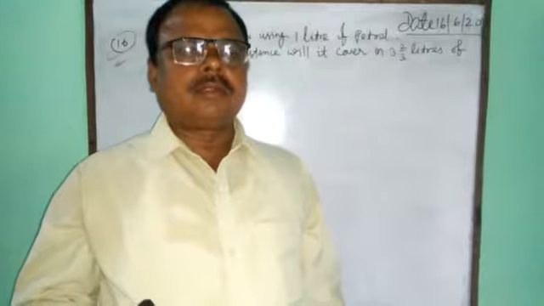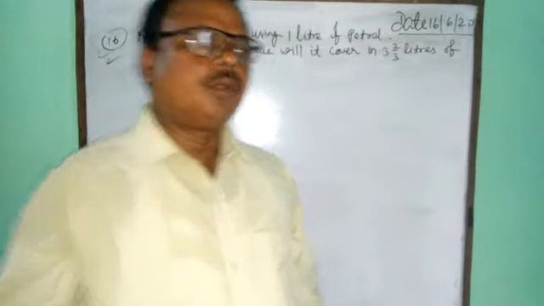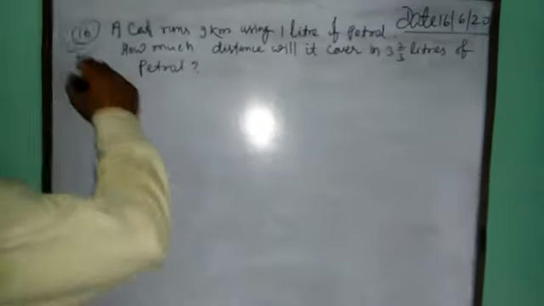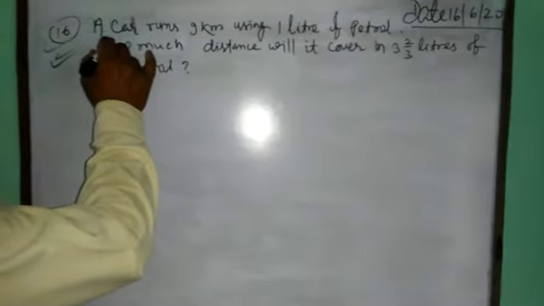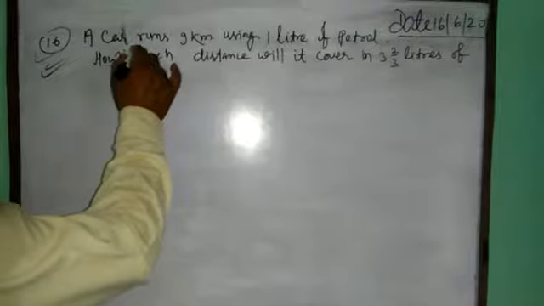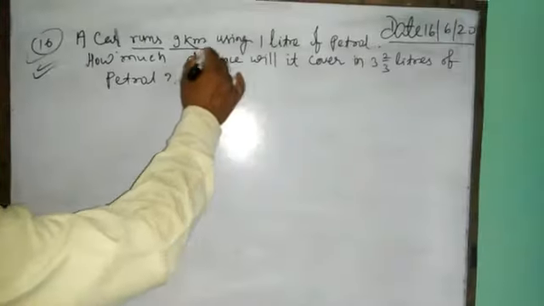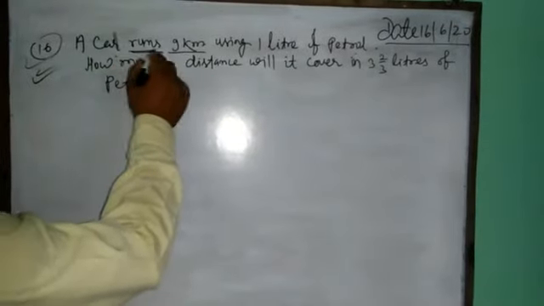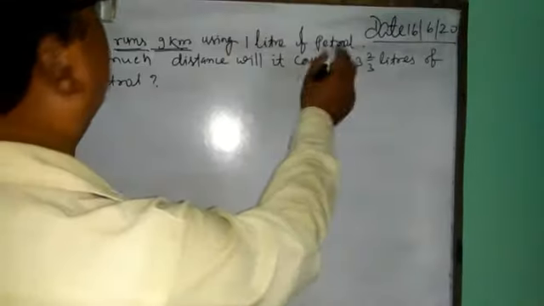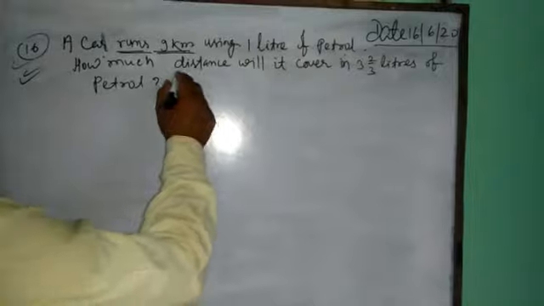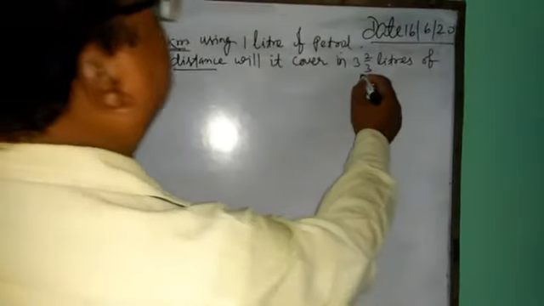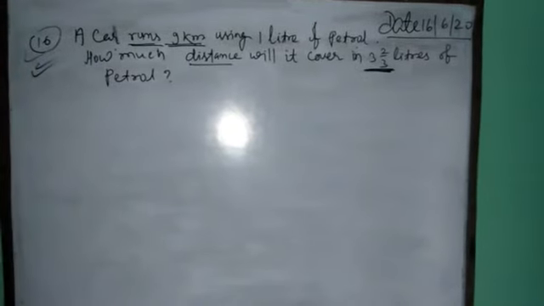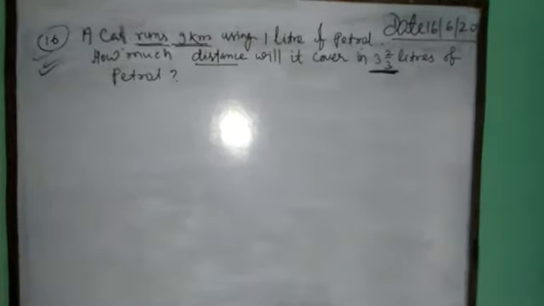Students, now you solve question number 16. A car runs 9 kilometer using 1 liter of petrol. How much distance will it cover in 3 whole 2 by 3 liter of petrol? So here use the unitary method.